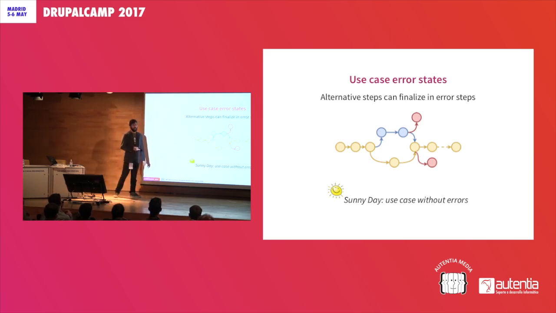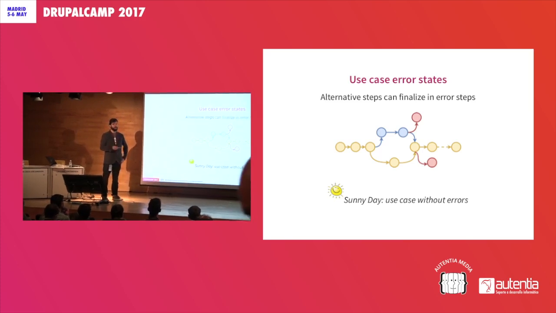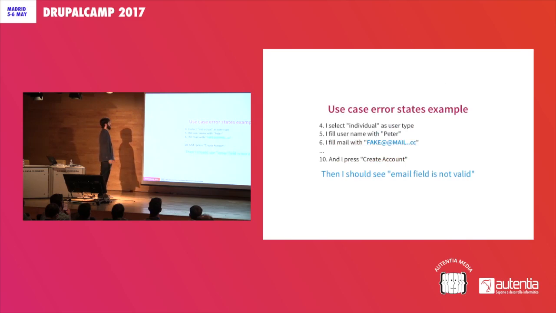called sunny day. And this is the workflow that the user is going to follow without any error step. And this should be the minimum steps as possible. So in reality, this is a simple scenario to cover our user story that the user needs to do. Okay? So in this case, this is the simple path to do the task. So an error state could be like if I fill mail with fake mail and I press create content, then I should see the email field is not valid.